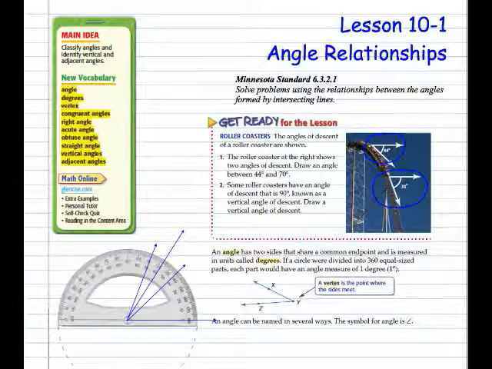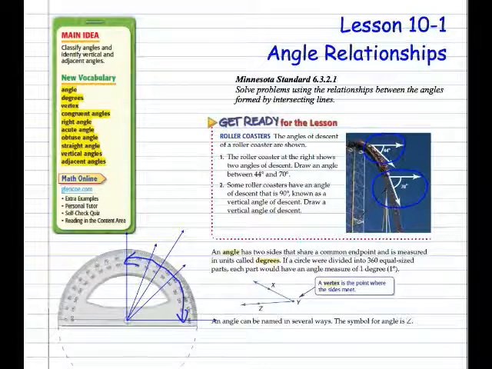Some roller coasters have an angle of descent that is 90 degrees, known as a vertical angle of descent. Draw a vertical angle of descent. Well, I'm simply going to go back to my vertex here on my protractor and go right straight up through 90 on the scale. I now have a vertical angle right here. This is a 90. An angle has two sides that share a common endpoint and is measured in units called degrees.